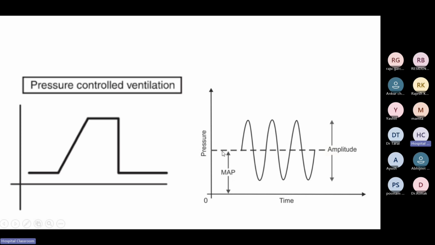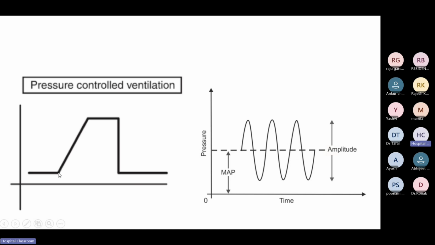Suppose you set a mean airway pressure of 10 and an amplitude of 10. What will happen is that the mean airway pressure delivered by the ventilator will be constantly 10, and the pressures will fluctuate plus 5 minus 5 because you have set an amplitude of 10. They will go plus 5 minus 5 based on what amplitude you set, and these amplitude vibrations will generate tidal volume.